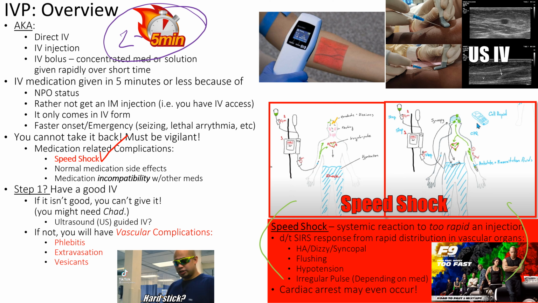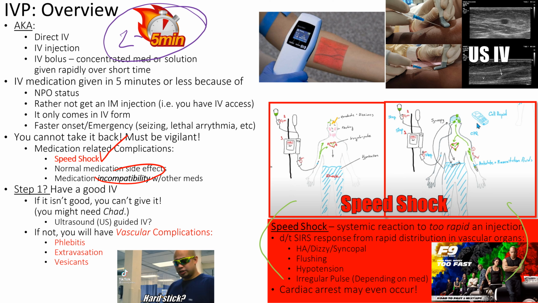Normal medication side effects can happen. Right? So you give a medication like digoxin, what side effect can you have with digoxin? Then you get nausea and vomiting. Right? The nausea and vomiting might be due to the bradycardia because of the poor cardiac output, but it could also be due to the medication being on board, and it has its own side effects with toxicity. Right? And then medication incompatibility. So the medication itself is not compatible with the other medications that are in the line. So you've got to make sure the line is flushed between medication passes, right?